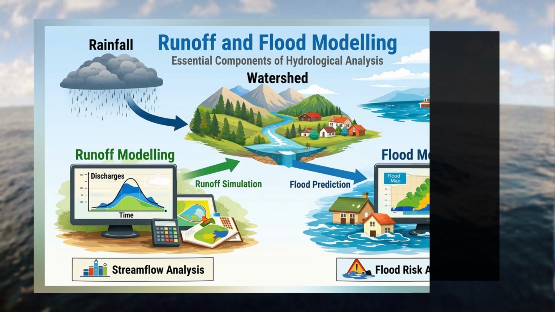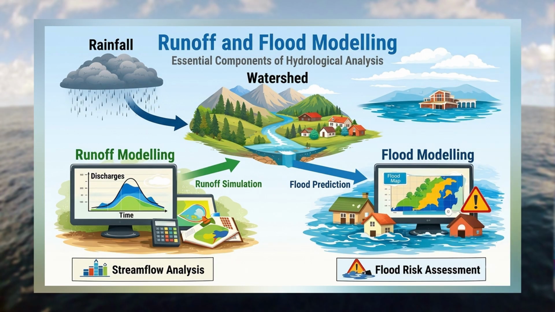Remote sensing has a major role in runoff and flood modeling, which is a very essential component of hydrological analysis, watershed management and disaster risk reduction. Floods are among the most frequent and damaging natural hazards, causing loss of life, property and infrastructure. Remote sensing and GIS provide efficient tools for data acquisition, spatial analysis, simulation and visualization of runoff and flood processes, especially in large and ungauged basins.